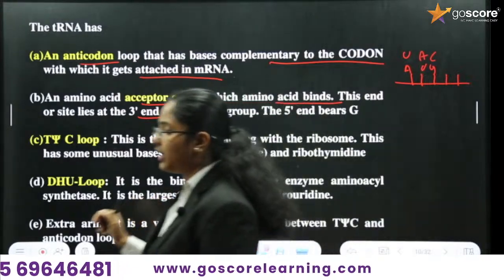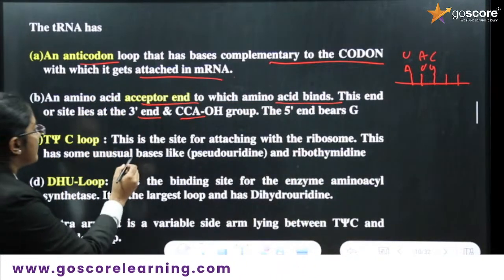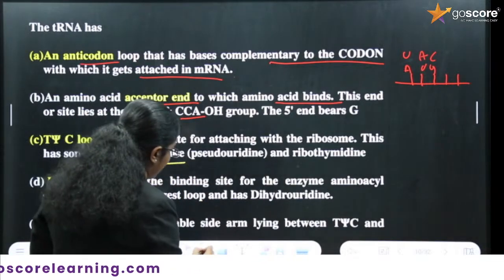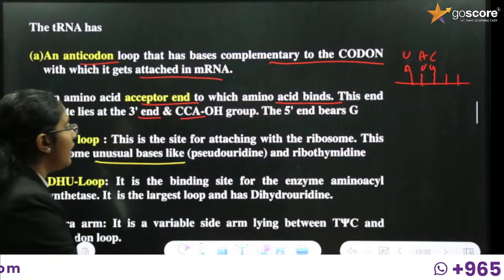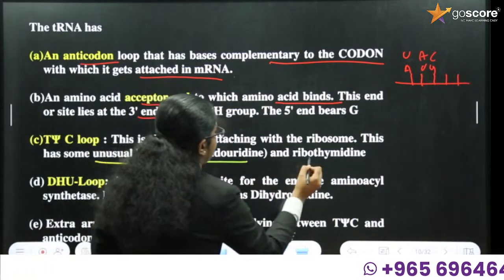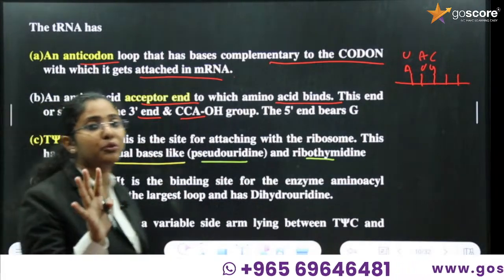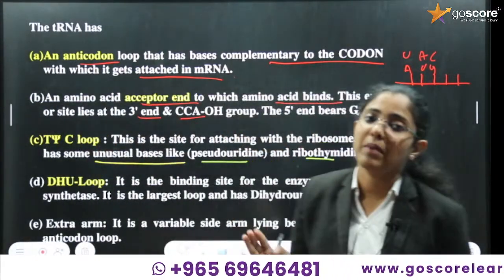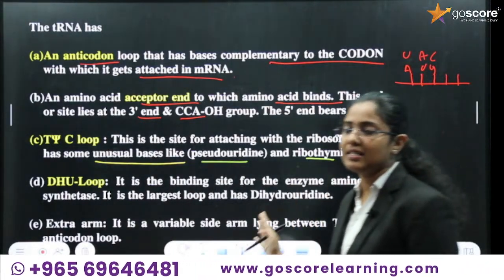at the T-psi-C loop. I told you that there is a T-psi-C loop, but what is the speciality of the T-psi-C loop? It has some unusual bases. What are the different unusual bases? They are pseudouridine and ribothymidine. You have to remember the names of these extra bases. They are unusual or modified bases present in the T-psi-C loop.